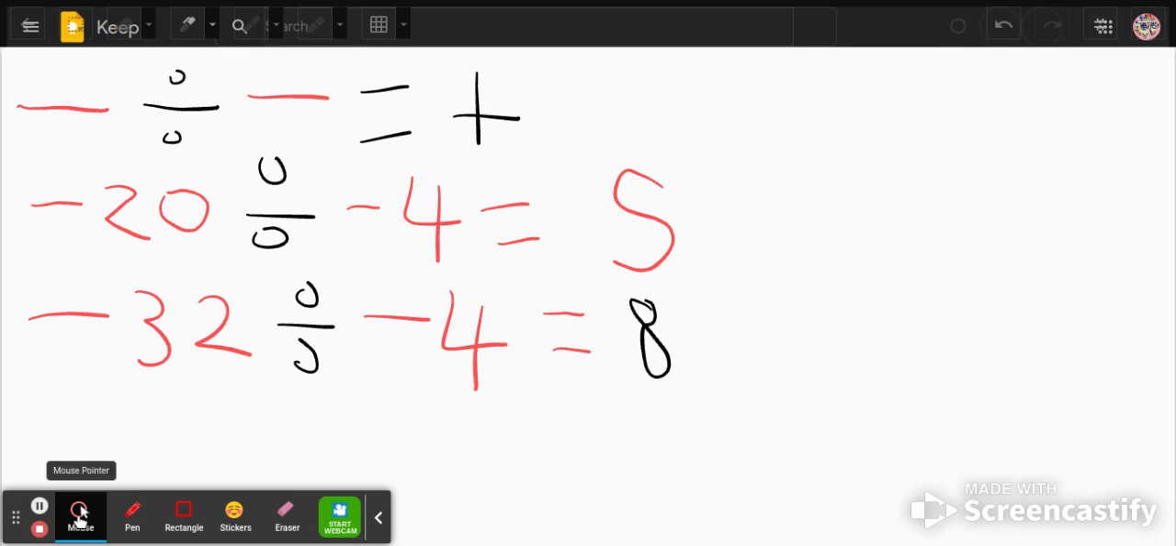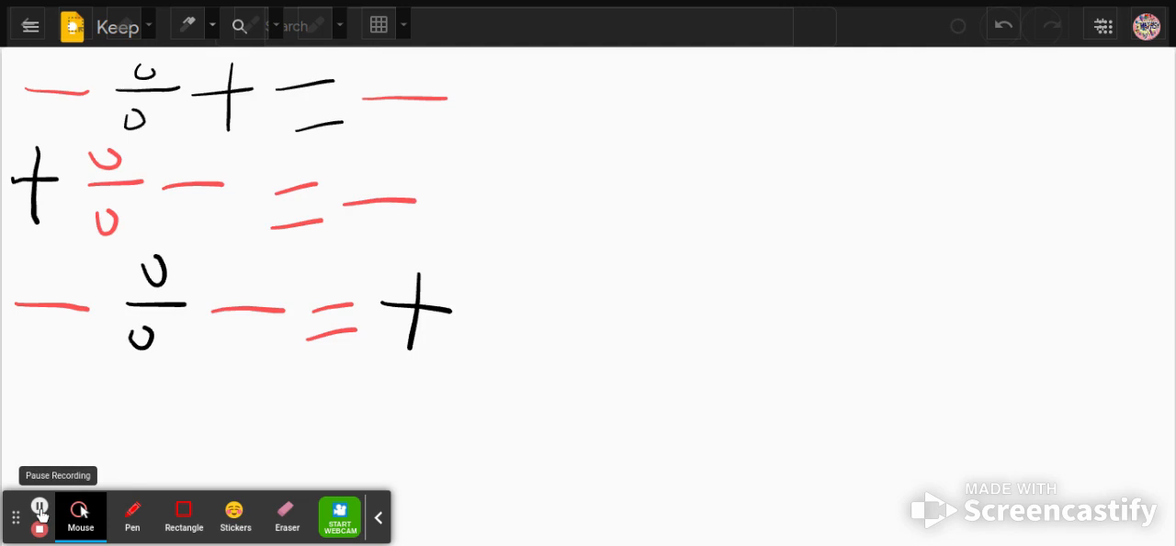So let's recap what we learned. We learned that a negative number being divided by a positive number will give us a negative number. A positive number being divided by a negative number will give us a negative number. And finally, a negative number being divided by a negative number will give us a positive number. So that's it on integers.